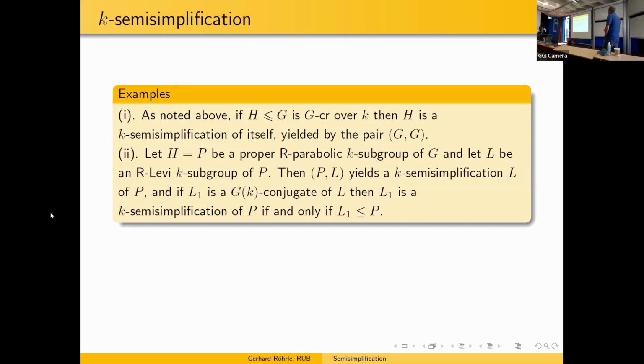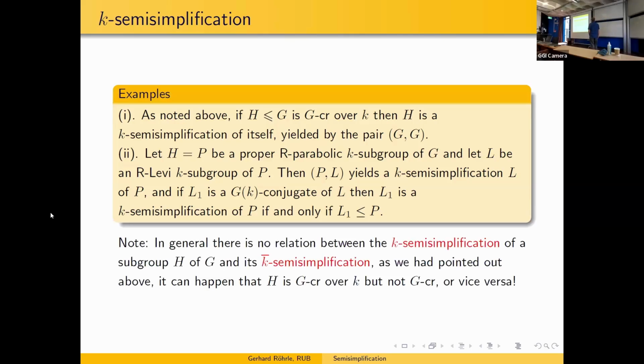It's not reductive. You take some Levi subgroup, then this pair P, L yields a K-semi-simplification, namely L of P, for free. And if I have a G(K)-conjugate of L, then that can only be a K-semi-simplification of P if it's also inside of it. So nothing new. So you can play around with this notion.